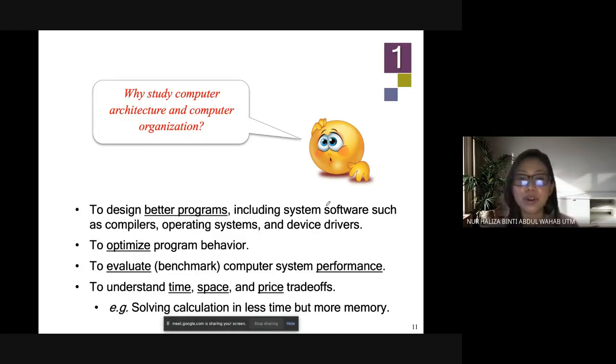You might feel confused. So first, as I already mentioned, you need to know to design better programs, because later on you're going to be a programmer. One thing I wonder, when I ask most of you what you want to be after you graduate, most of you, computer science students, say, I want to be a programmer. I want to be a software developer.